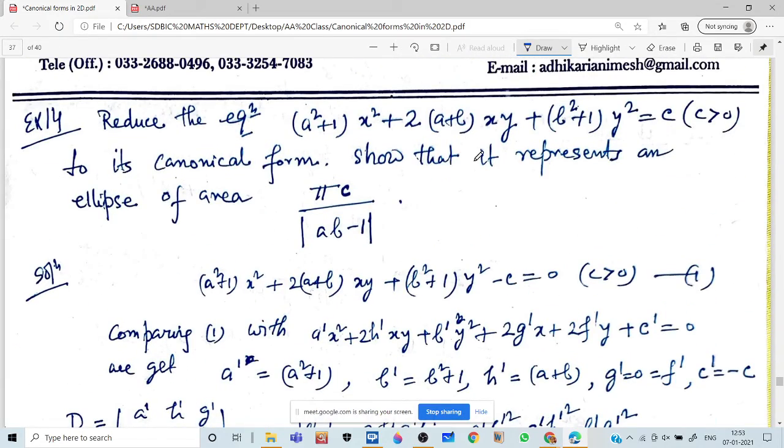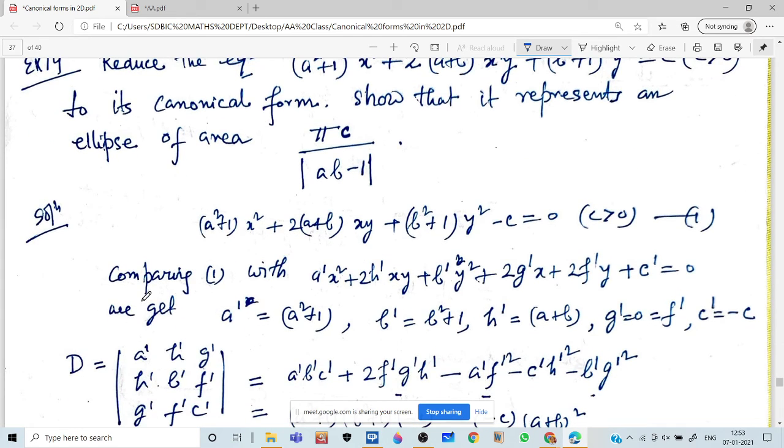Last one: reduce this equation to canonical form so that it represents an ellipse of area pi c by root over mod ab minus 1. To reduce this equation, first write the given equation, where c is a positive quantity, and compare it with the general second order equation.